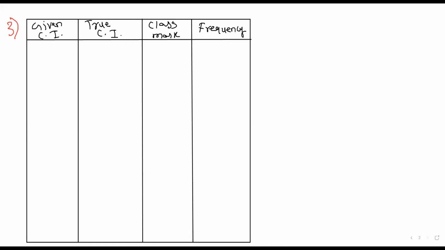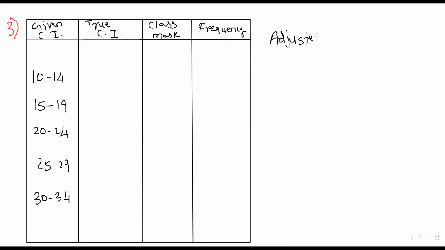Okay, so let's complete the table first. What are the class intervals? 10 to 14. So 10 to 14, 15 to 19, 20 to 24, I guess, right? Then 25 to 29. Then what? 30 to 34. Okay. So first of all, we need to find the adjustment.